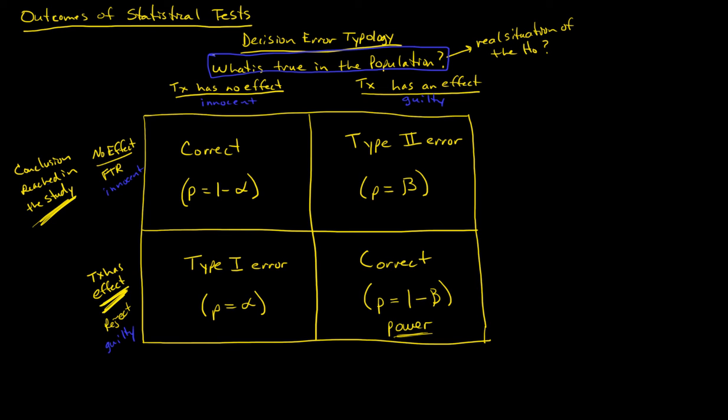If the conclusion in your study was innocent, but the condition in the population was guilty, in other words, the treatment has an effect, then you've actually made an error. You failed to find somebody guilty. They were really guilty, you said they were innocent, the conclusion of your research study, and we call that a type 2 error.